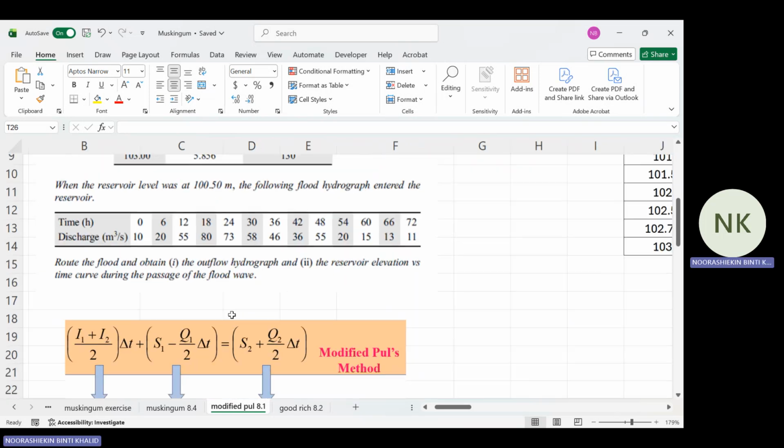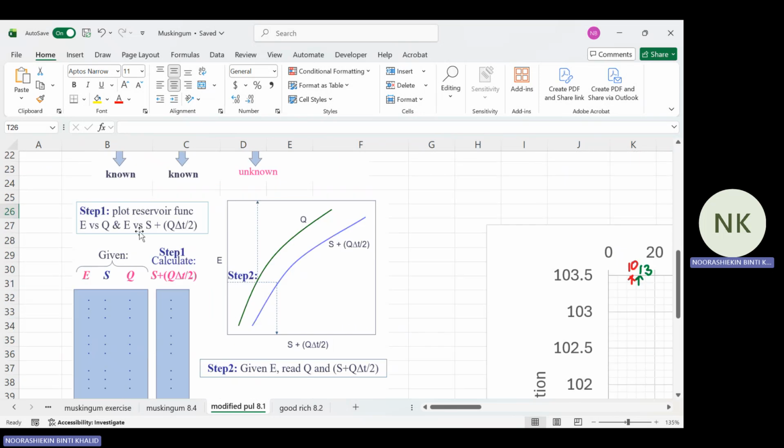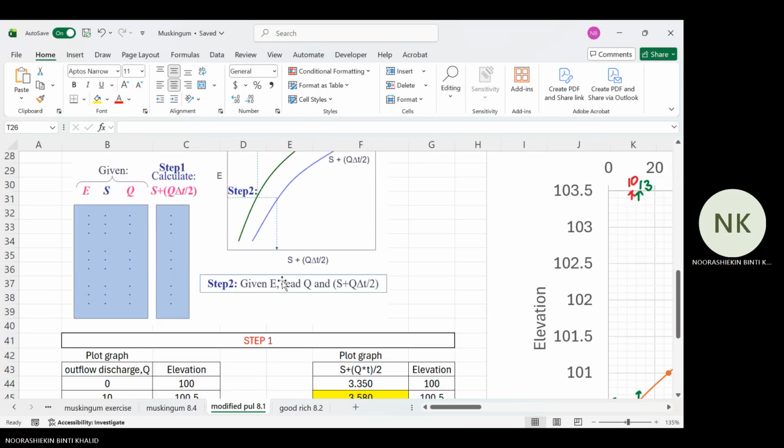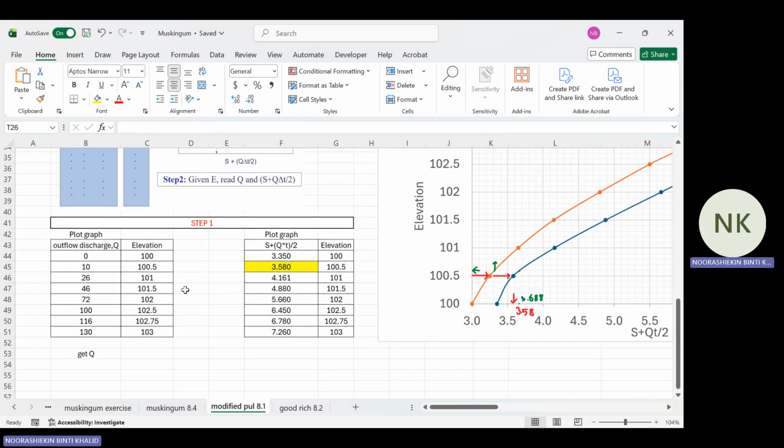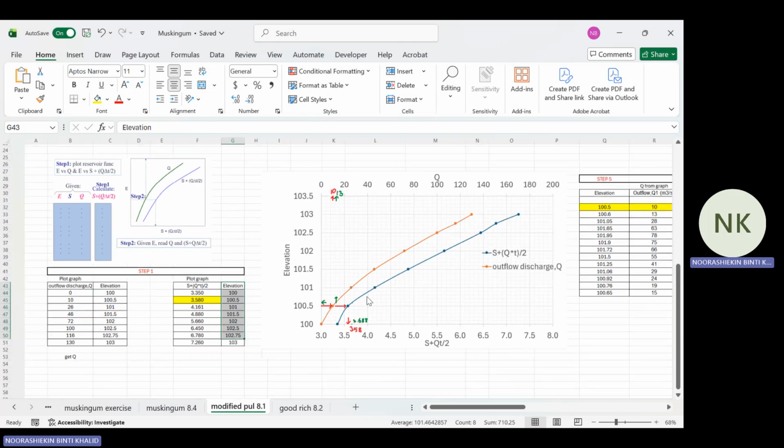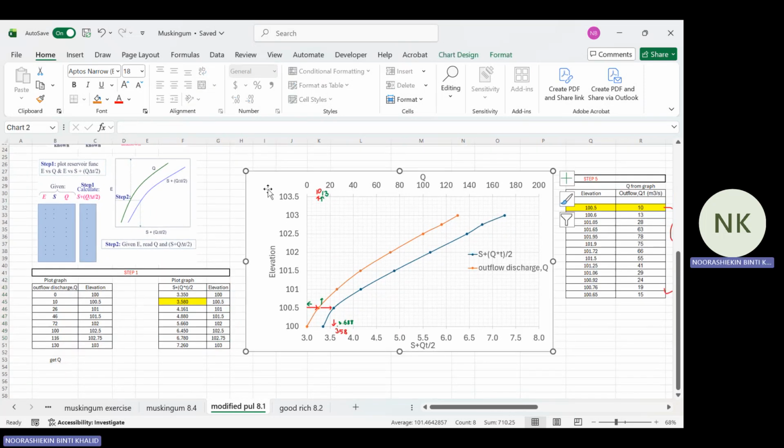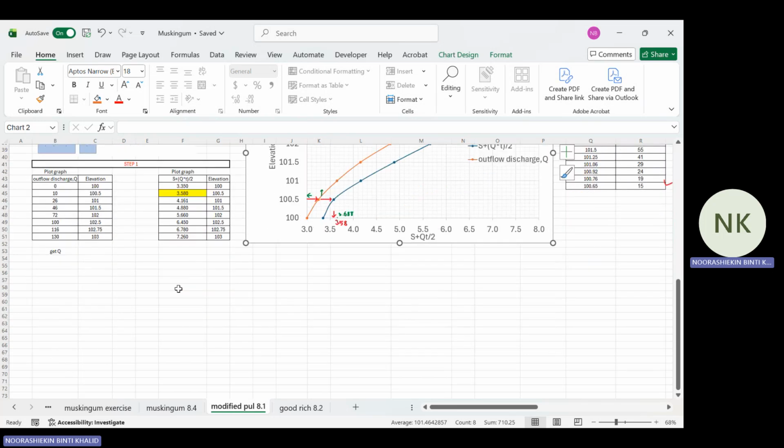So first step, modified pool. First step, you plot the graph E versus S plus Q and E versus Q. So I'm plotting this graph. Plot graph Q and E, so I got this graph. And then plot graph S plus Q and E. So this one you have to try, you plot this graph. First I try to plot this one.